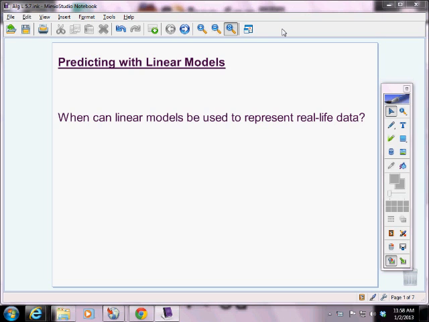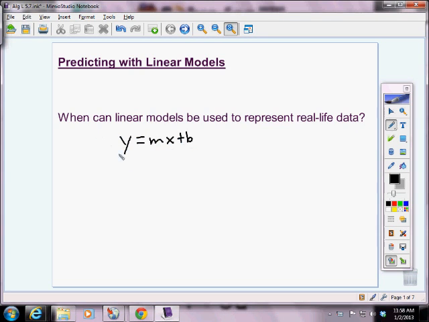Linear models, remember, are what we've been working with, and we have slope-intercept form, we have point-slope form, and we have our standard form. All of these represent linear models. Remember, linear means line. So if we were going to graph real life data, if it lies on a line, then it can be represented with one of these models here.